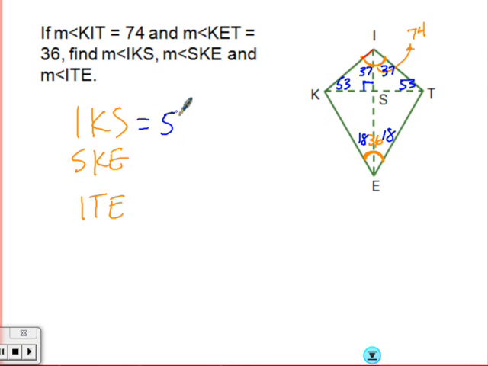IKS, yep, we got that one, 53. SKE, here we didn't get that one. This is 18. This is a right triangle here also. So this is just 180 minus 90 minus 18, which leaves us with 72. SKE is 72. And ITE, we have that one already. That's 53. So, lots of right triangle information and things we can figure out with properties of kites.